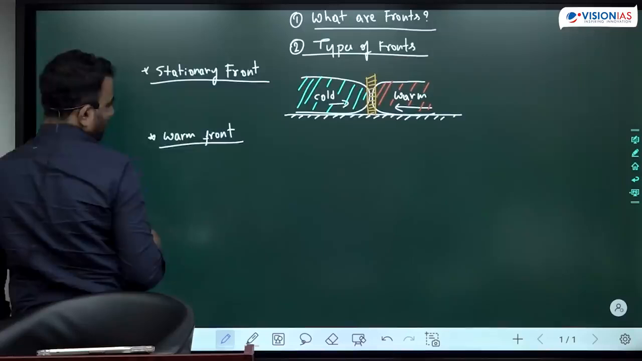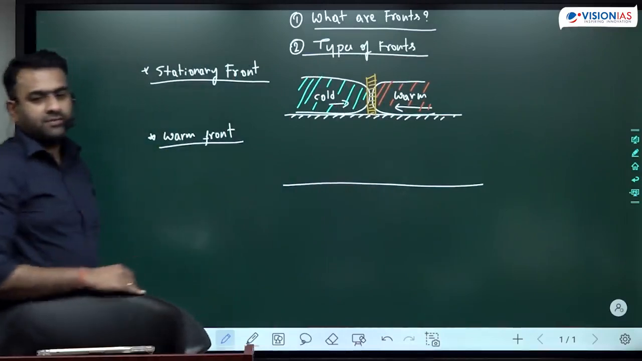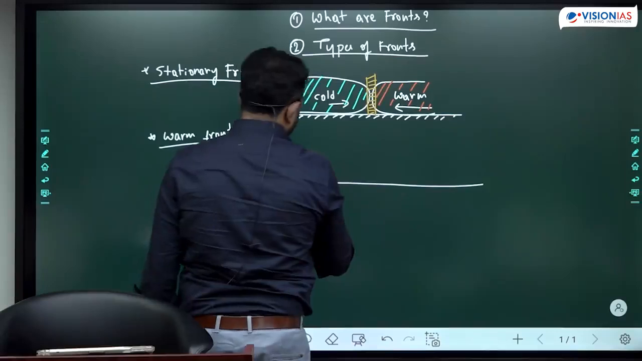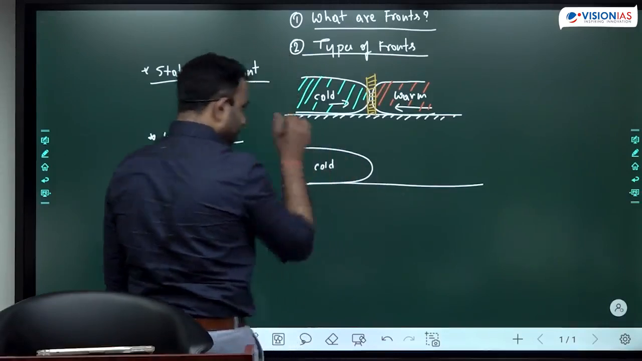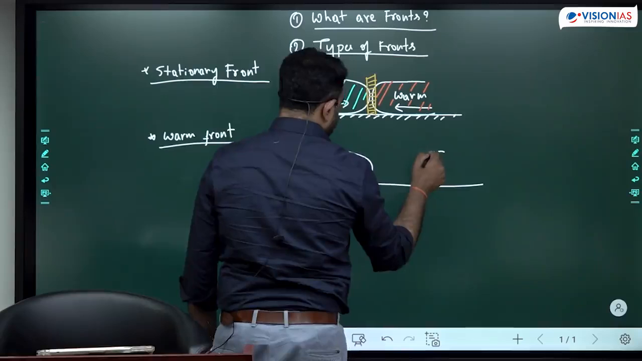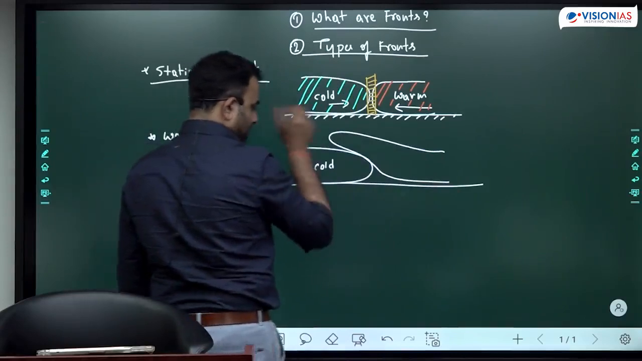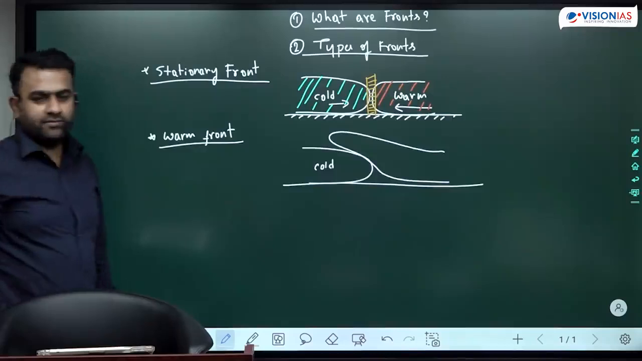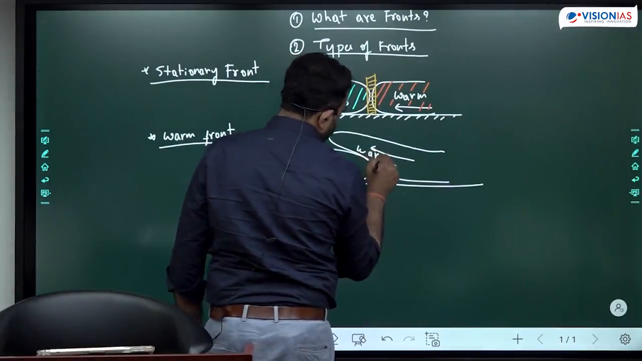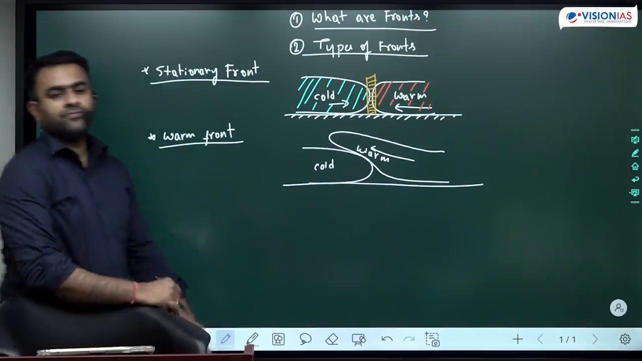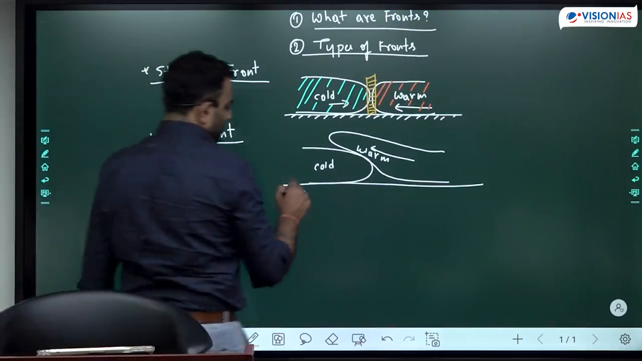So what is a warm front? Warm front is a frontal zone where the warm air mass is moving faster than the cold air mass. Imagine the cold air mass to be totally stationary. This is the cold air mass, this is not moving. It is the warm air mass which is moving faster and it overrides the cold air mass by itself. This one is doing nothing, the cold air mass is just standing like this. And the movement of the warm air mass causes it to override above the cold air mass. This type of front is called a warm front. This is what a warm front is.